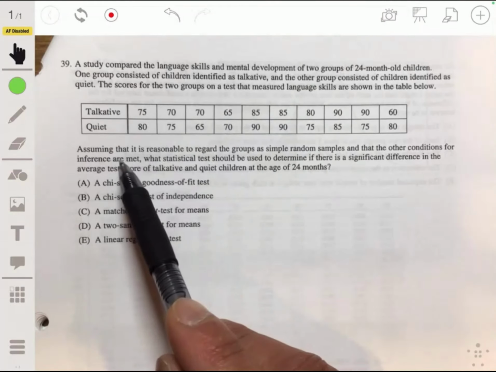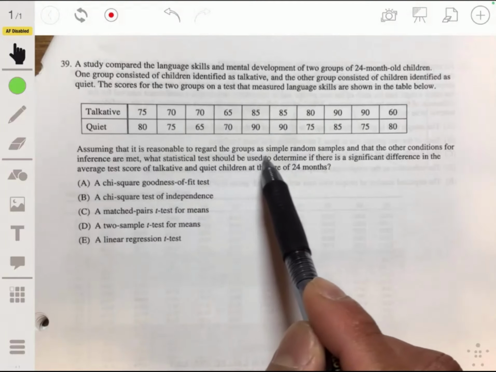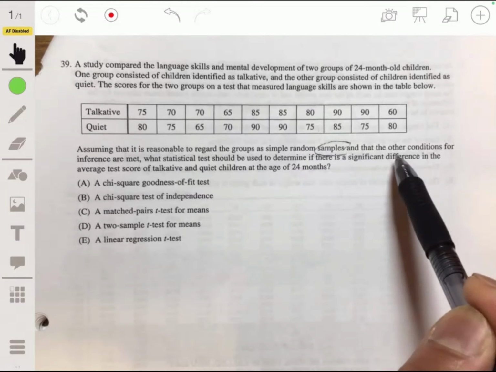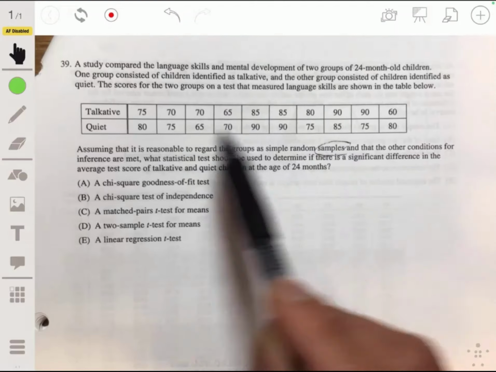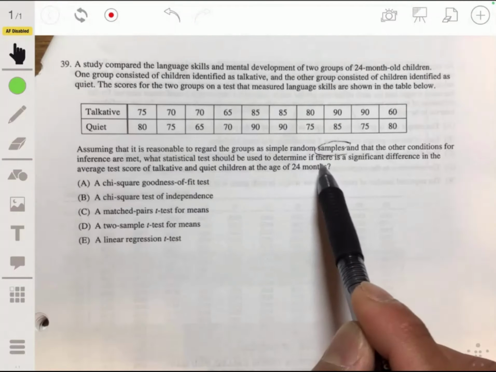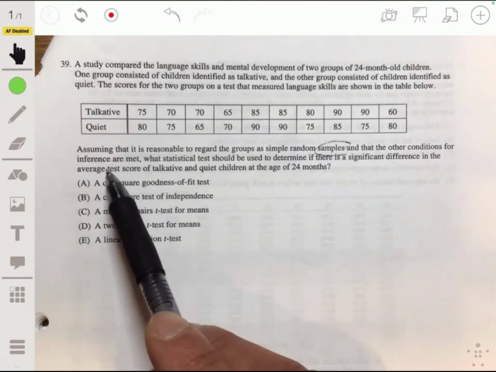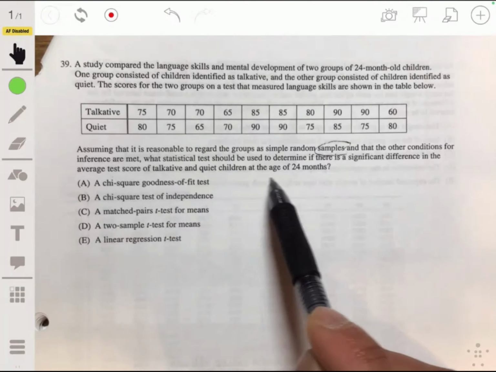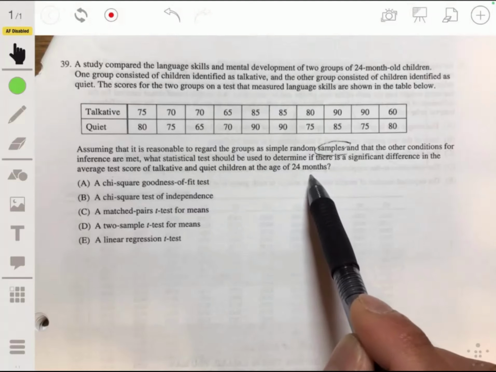Assuming that it is reasonable to regard the groups as simple random samples, and that the other conditions for inference are met, what statistical test should be used to determine if there is a significant difference in the average test score of talkative and quiet children at the age of 24 months?